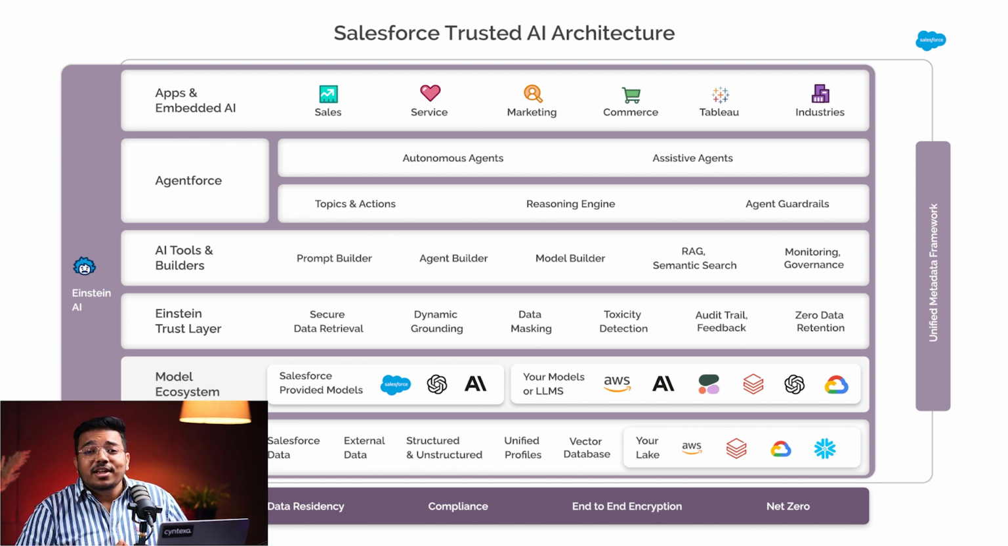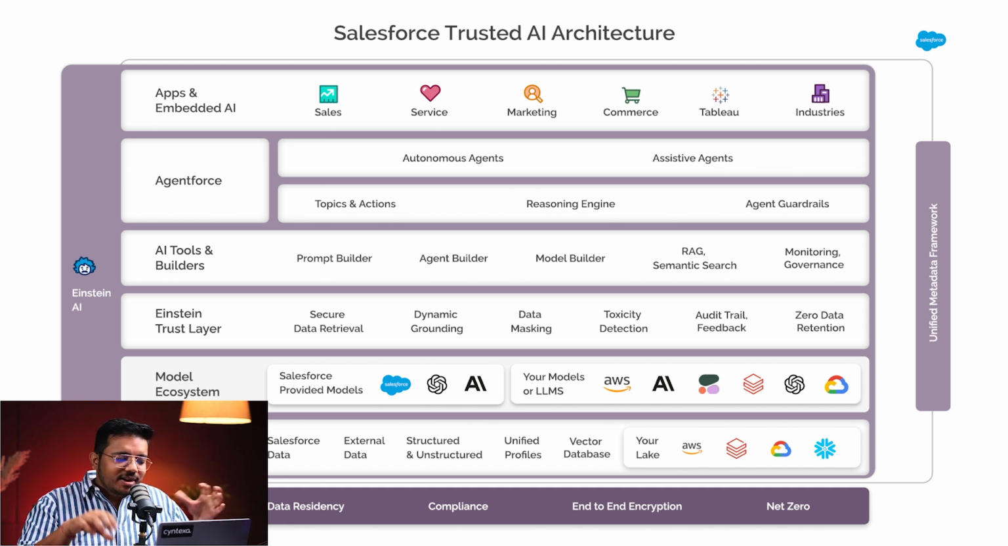The model ecosystem means we have the capability to use AI models, the models that Salesforce is offering, and we can also leverage our own custom models that we have built. Then we have the Einstein Trust Layer, which ensures your data stays safe and secure and is not exposed to the AI itself directly. Then we have AI tools and builders such as Prompt Builder, Agent Builder, Model Builder, RAG, and then monitoring and governance. Then we have Agentforce capabilities such as autonomous agents and assistive agents, with topics, actions, reasoning engines, and agent guardrails.